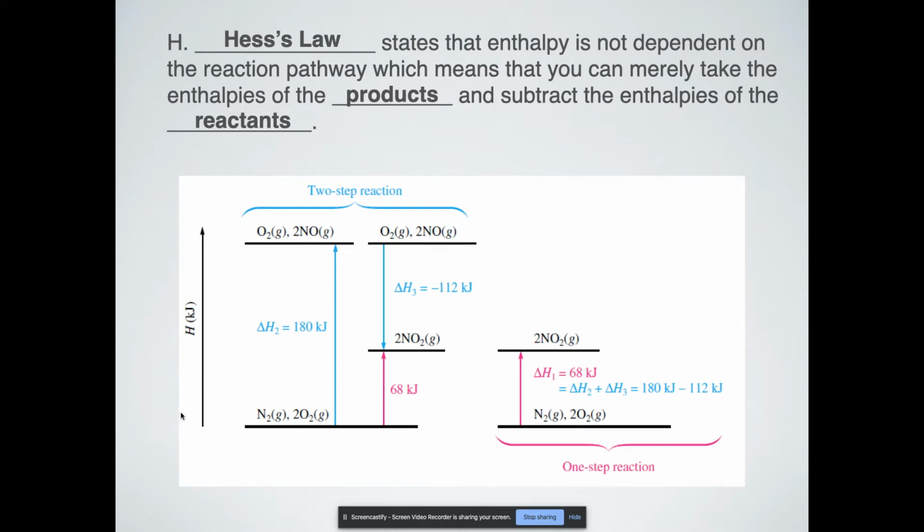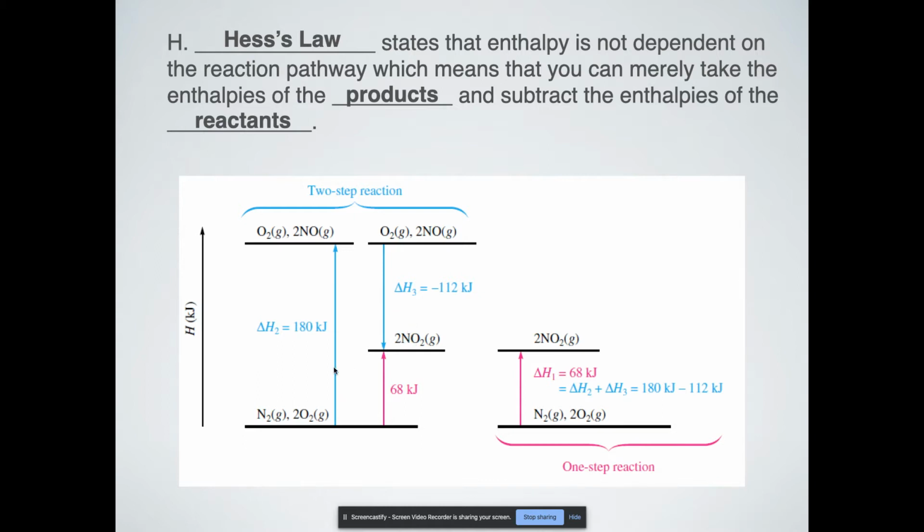In this picture, we have enthalpy here in kilojoules. What we're doing is taking nitrogen gas and oxygen gas and reacting them in order to make nitrogen dioxide. Here we have a two-step process. We're taking nitrogen and oxygen, and we are manufacturing an intermediate, which is nitrogen monoxide. Then I'm taking that nitrogen monoxide and oxygen, and reacting them together to get my nitrogen dioxide.